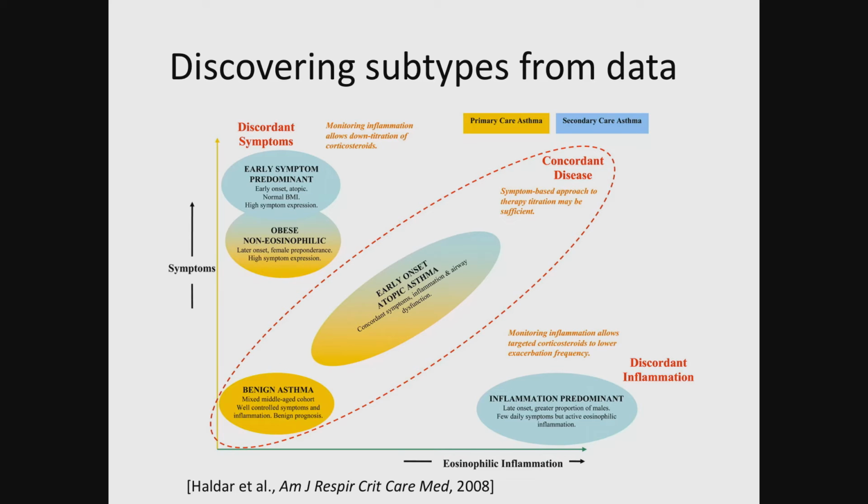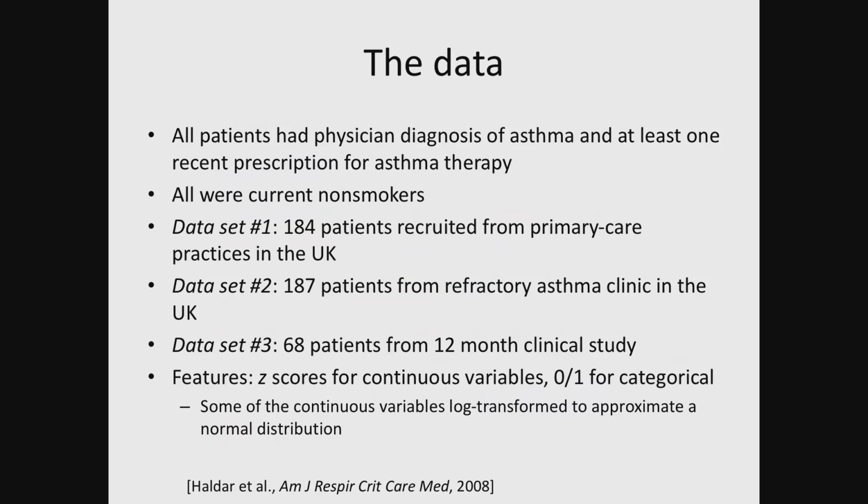They've characterized asthma in terms of 5 different subtypes, really 3 types. One type, which I'll show over here, is sort of inflammation predominant. One type over there is called early symptom predominant. And another here is sort of concordant disease. And what I'll do over the next few minutes is walk you through how they came up with these different clusters. So they used 3 different data sets.